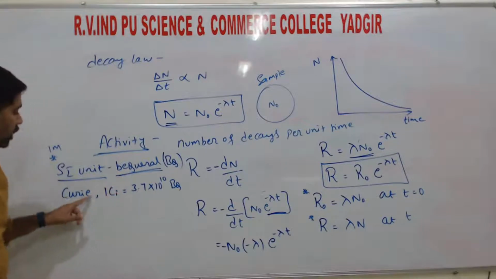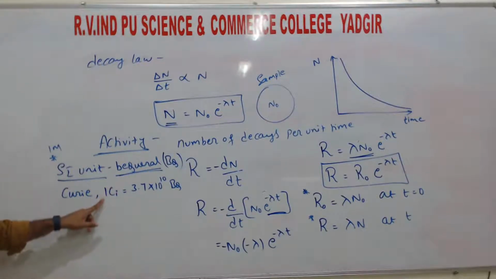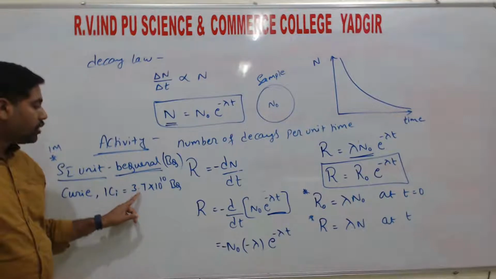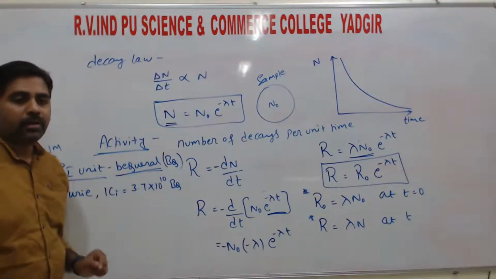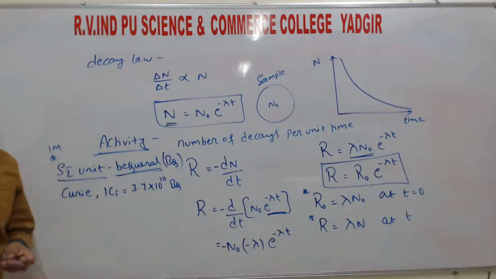Another unit of activity is curie. So 1 curie is equal to 3.7 into 10 to the power of 10 becquerel, right? So this is about the activity.